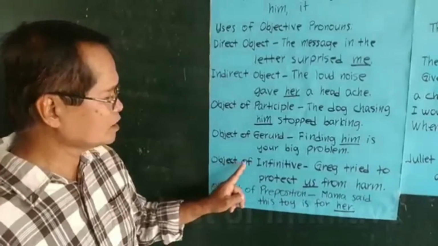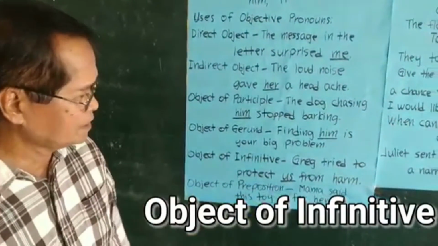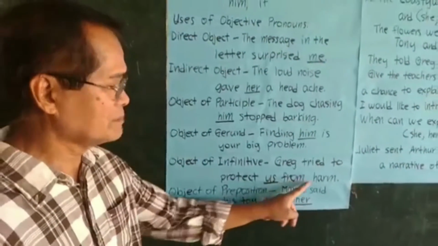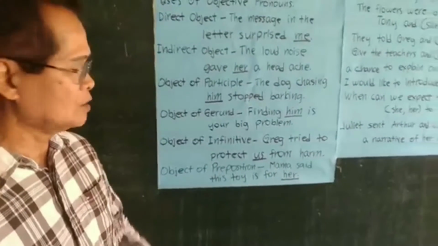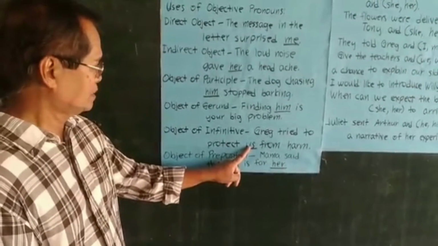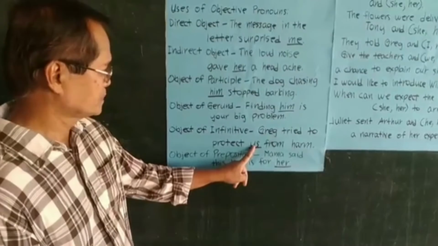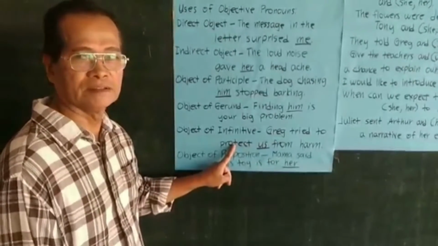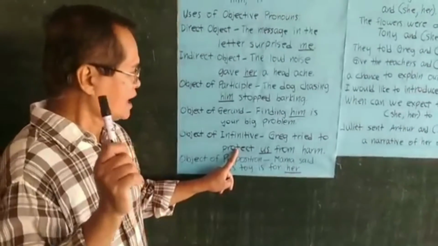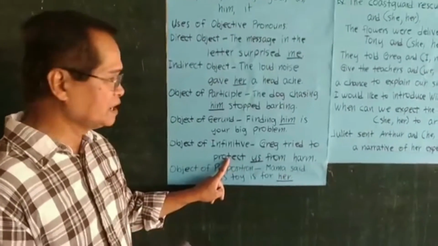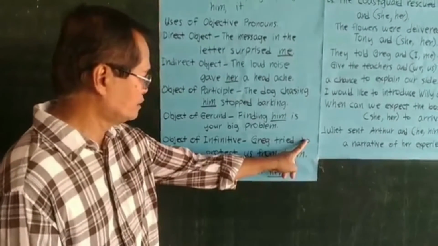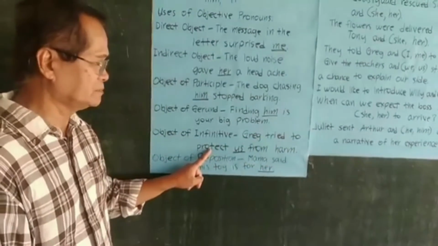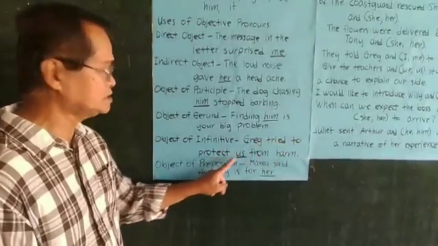Next, object of infinitive. Here, Greg tried to protect us from harm. Now, our objective case pronoun is us because it is the object of the infinitive to protect. Now remember, an infinitive begins with the preposition to, followed with a verb. To protect. That is our infinitive. And the object of this infinitive is us.